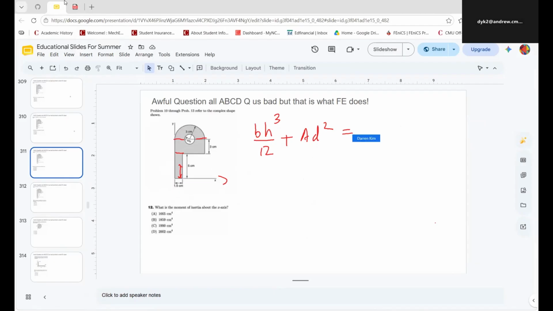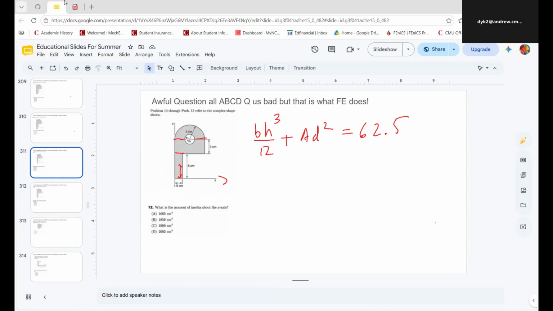So we'll just do that right now. Base is 1.5 multiplied by height, which is 5 to the cube power, divided by 12, plus 5 multiplied by 1.5 multiplied by the distance, which is 2.5 squared, equals about 62.5. I think that is right.